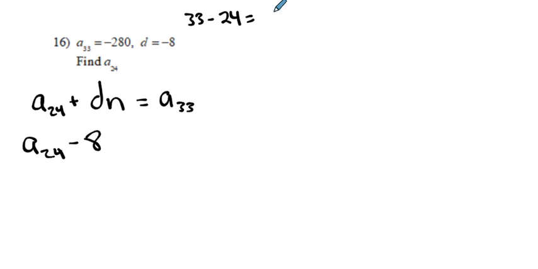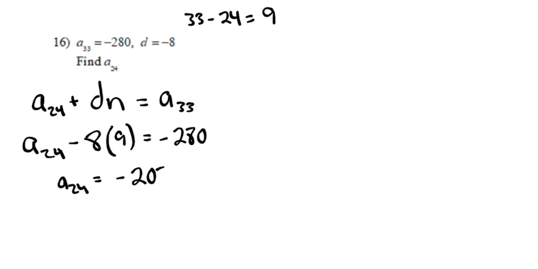To find that out, we just subtract it. There are 9 differences between there. So that's what we plug in for n. And that's going to be equal to -280. If we do that, we'll find out that this is just -72, then we find out that term 24 must have been -208. If you like that method, use it.